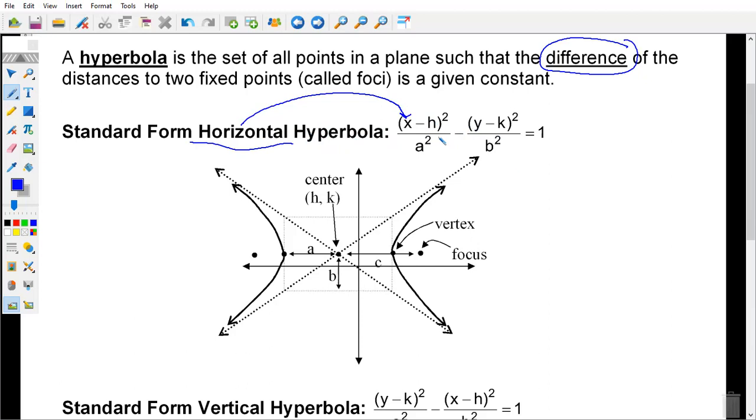Next you're going to talk about finding your center. Your center is still going to be (h, k). It does not change. Next, we're going to talk about our vertices and our foci. Your vertices are where you begin on your hyperbola, on each branch. This is our right branch, this is our left branch. To find your vertices, notice that they're a units away from your center. So it's going to be our center h plus or minus a, comma, k.